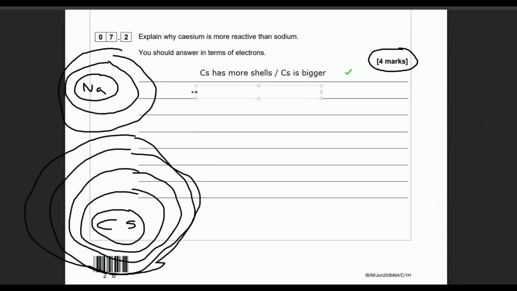In cesium, the outer electron. Remember, they're group one, so they've only got one electron in the outer shell. The outer electron is further from the nucleus. There's another mark. Obviously, if it's bigger, the electron's further. Let's draw that little electron on. There's the electron in sodium. Look how far it is in cesium from the nucleus. It's a lot further, the distance.